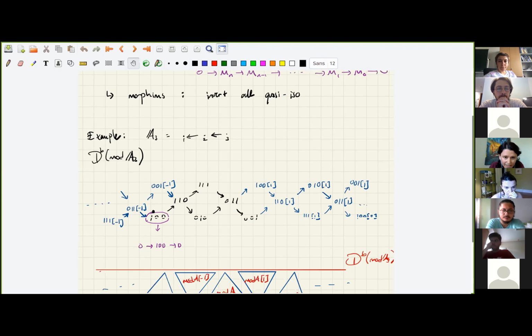By each of these, I really mean the stalk complexes. And here we see a copy of the module category. So from this example, we can clearly see that we can embed the module category in the bounded derived category by just embedding each module as a stalk complex.